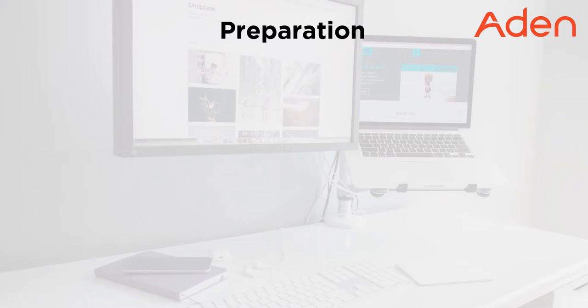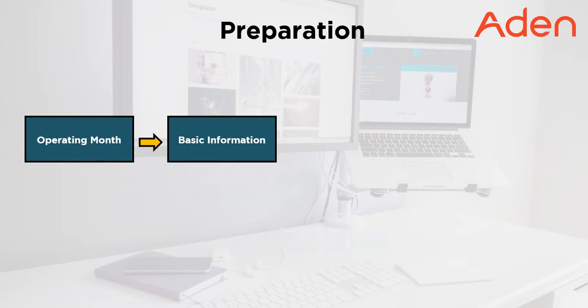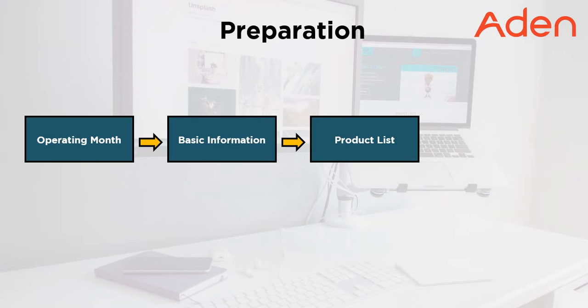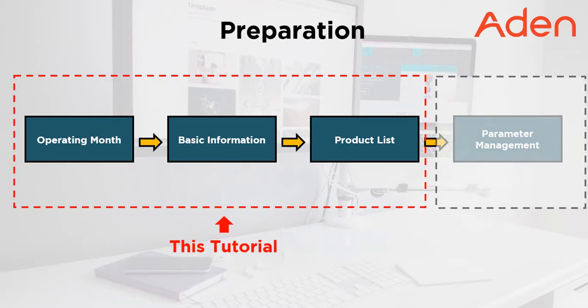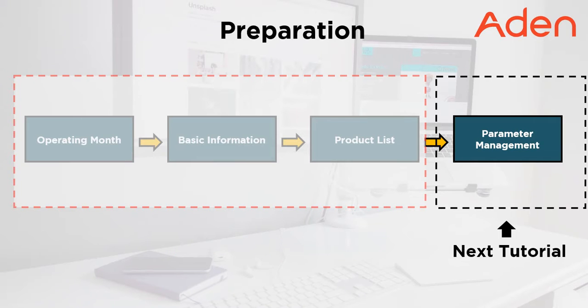In this tutorial, I will show you what preparation you need to do before using this tool. Four sections need to be prepared first after you receive the Aden B52 Inventory Management Tool: Operating Month, Basic Information, Product List, and Parameter Management. I will explain the first three sections in this video and the last section, Parameter Management, in another separate video for your understanding.